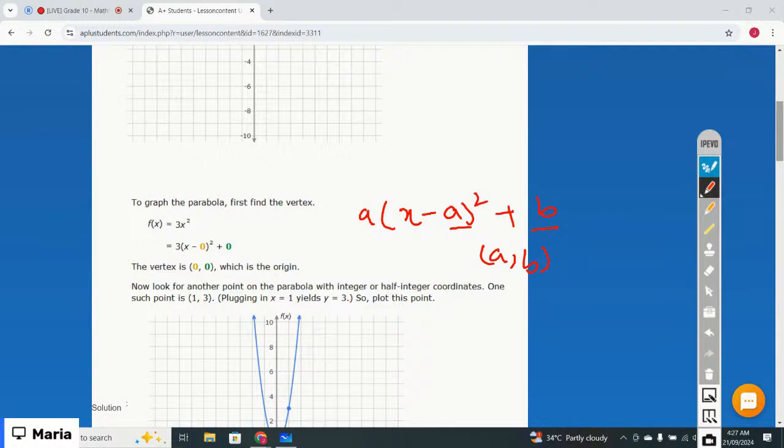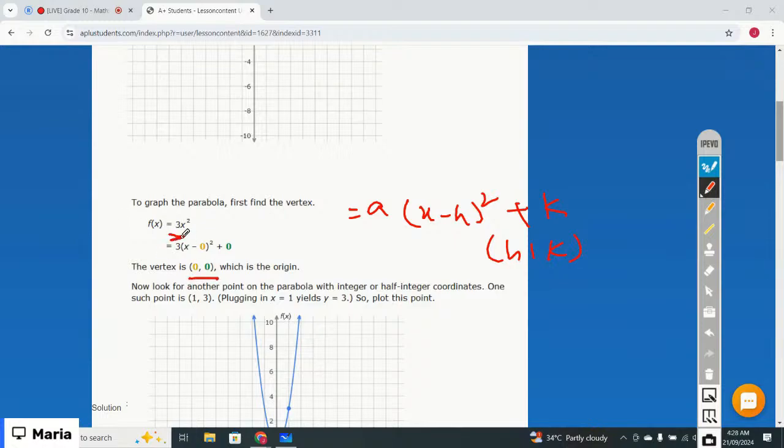Hold on, I think I made a mistake in this vertex form equation. Let me confirm the vertex form of a parabola. I forgot something. The equation looks like this: a times x minus h, whole squared, plus k. So this h and k are the vertex of the parabola. In this case, the vertex is 0, 0.